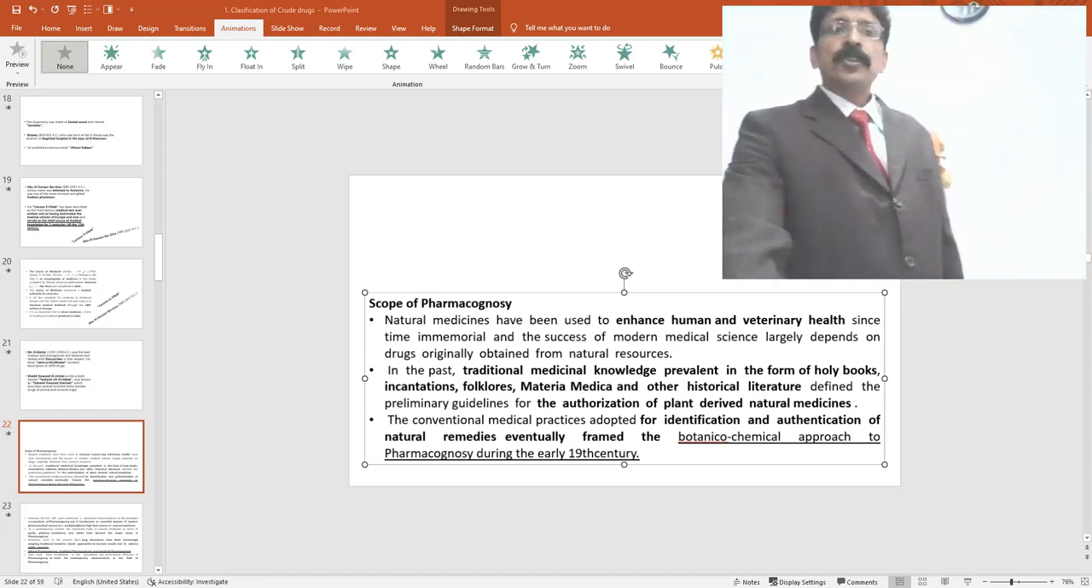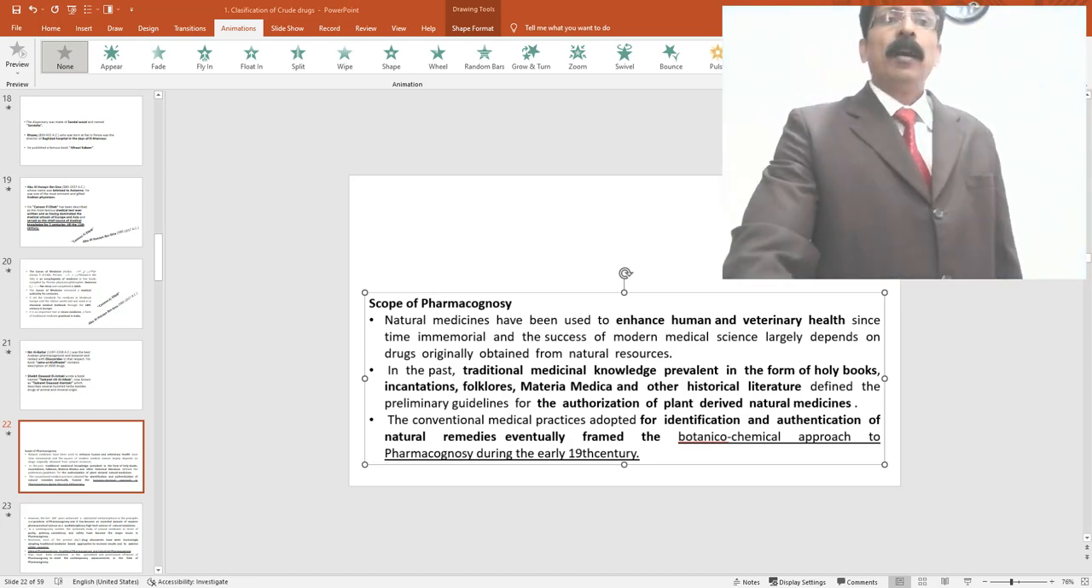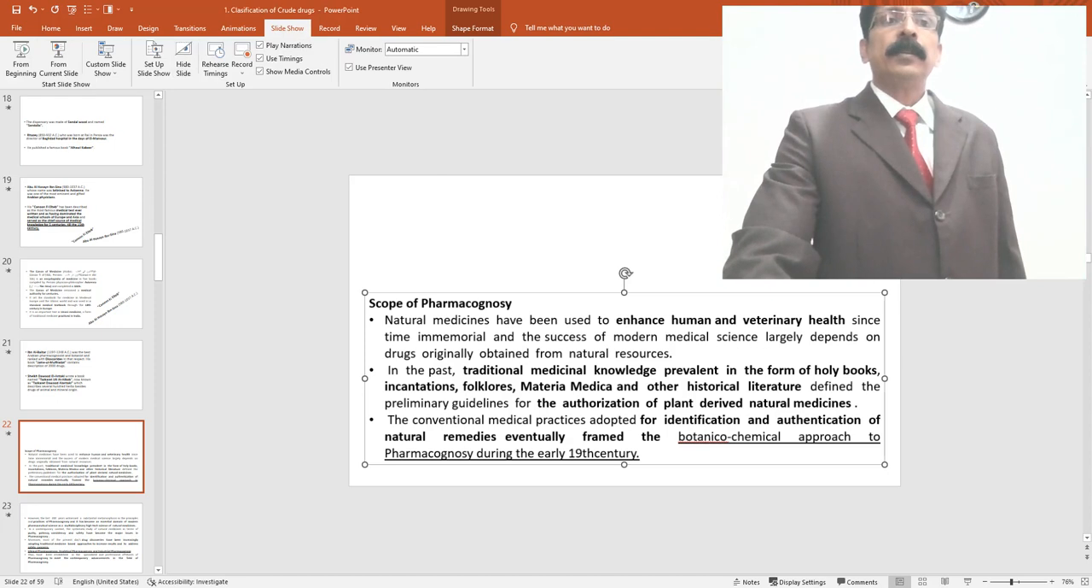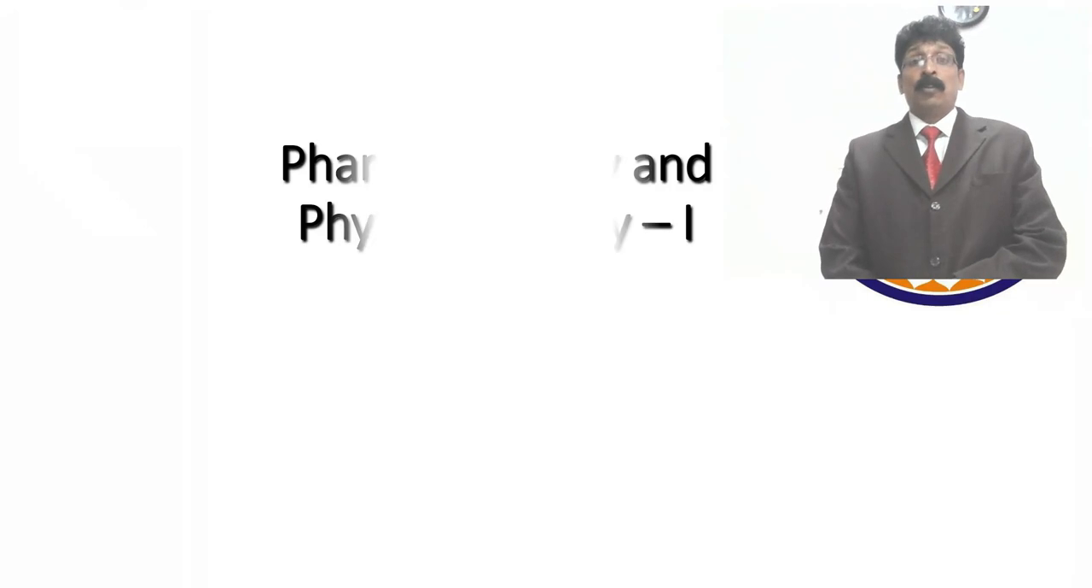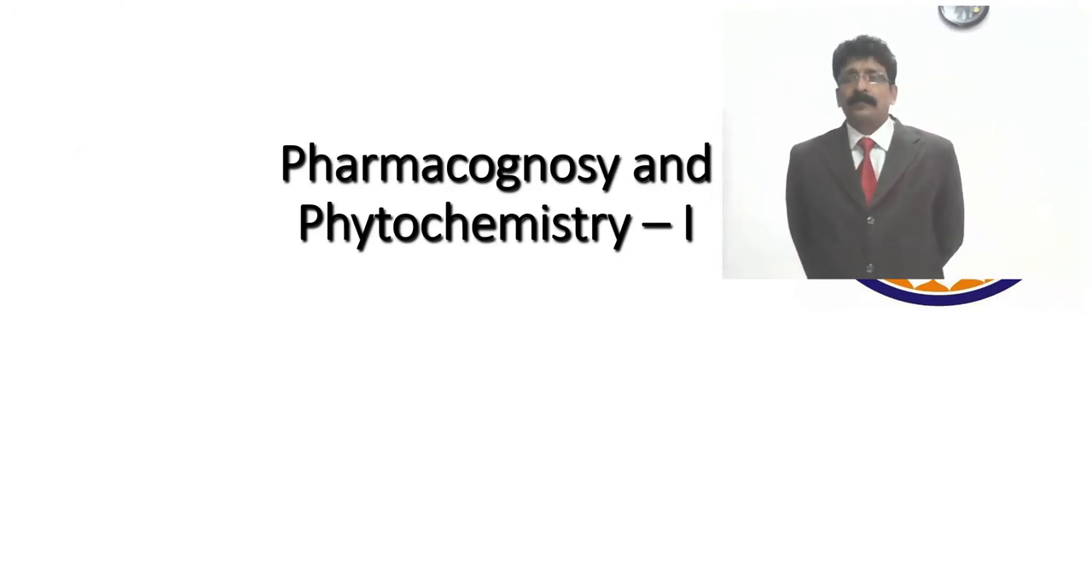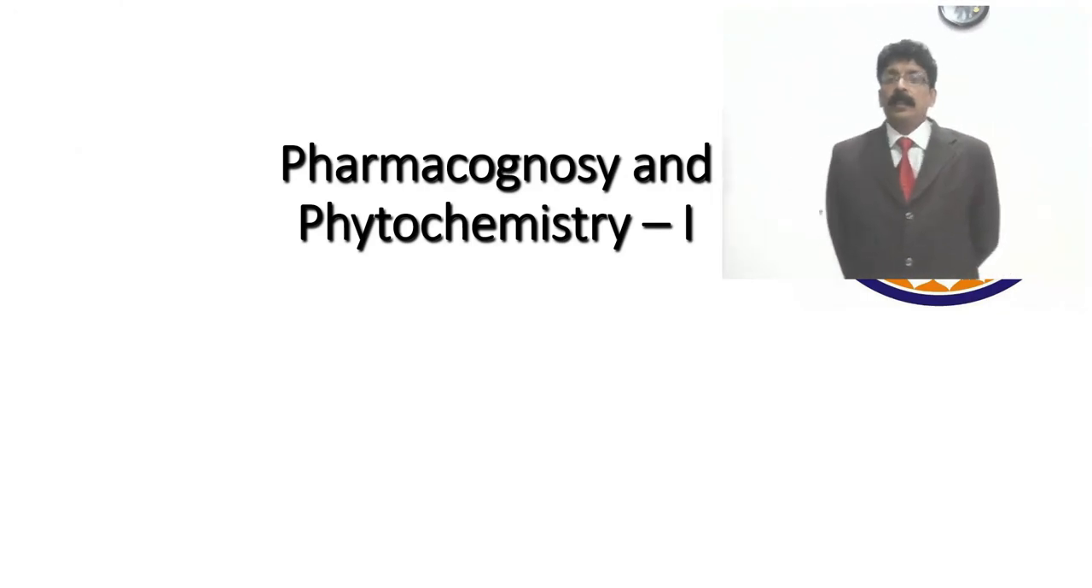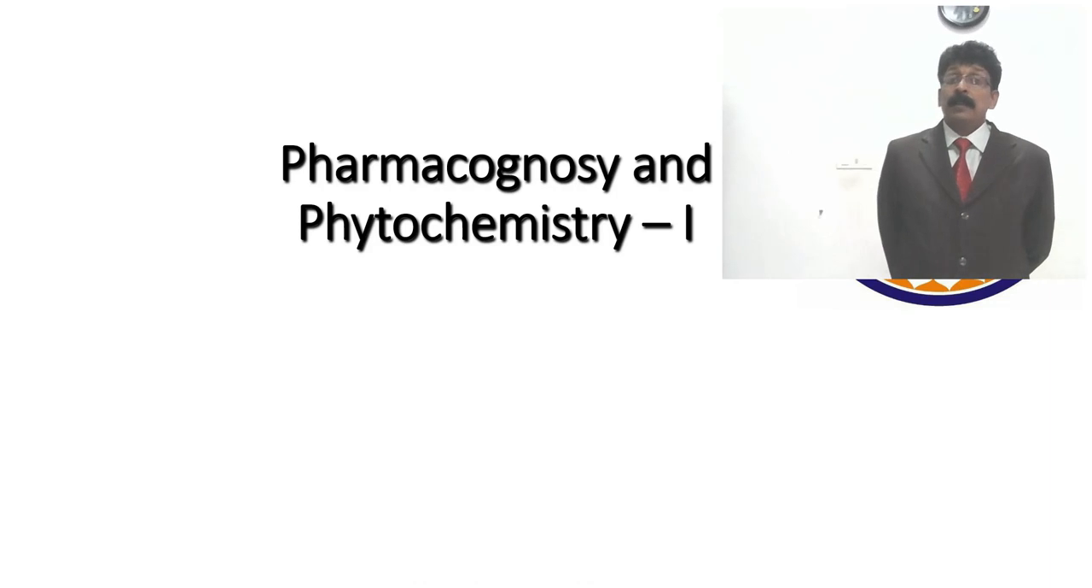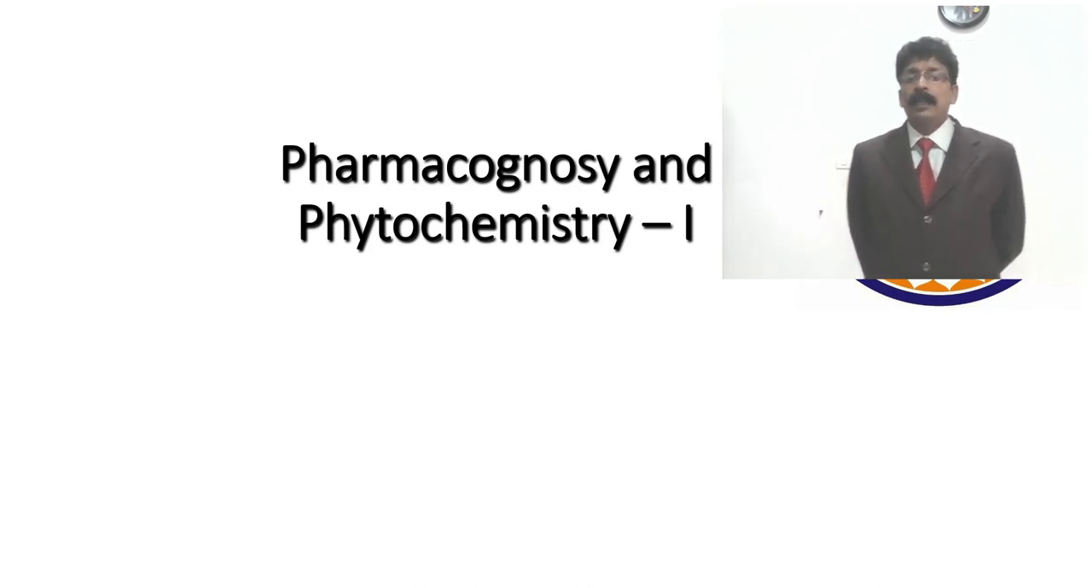Students, today we will have the first class for the fourth semester students, Pharmacognosy and Phytochemistry 1. It's a subject which may be new for you, because up to the third semester you might have gone through the basic chemistry and the basic subjects.